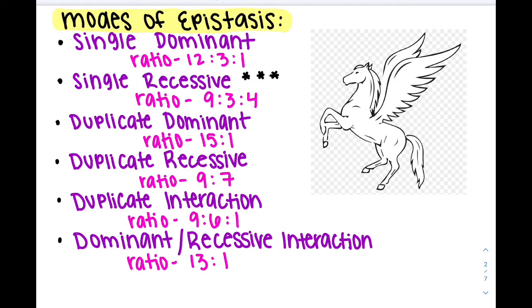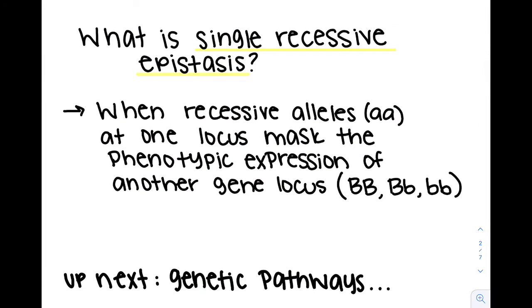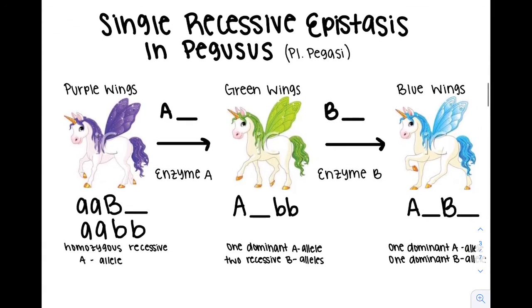But today we're going to be talking about single recessive epistasis. Recessive epistasis is when the recessive allele of one gene masks the effects of either allele of the second gene. Let's see how this would work when determining wing color for a Pegasus. Here we can see with our first Pegasus to the far left that purple wings are displayed due to the homozygous recessive A allele. As long as both A alleles are recessive, the Pegasus will have purple wings.